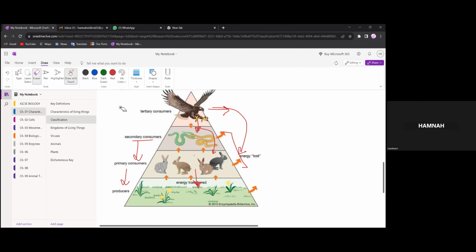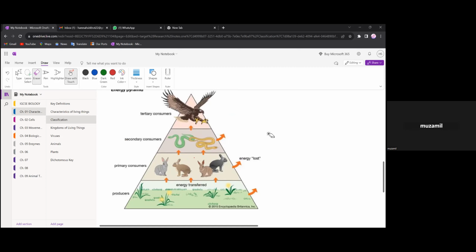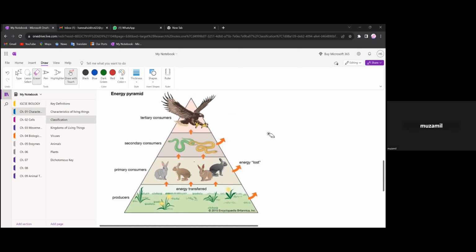Okay, so if I ask you again, explain the consumers and the producers. Can you explain? Sure. Producers are the ones who provide energy for primary consumers. They produce food for primary consumers, and secondary consumers eat primary consumers for energy. And what about tertiary consumers? Tertiary consumers eat secondary consumers.